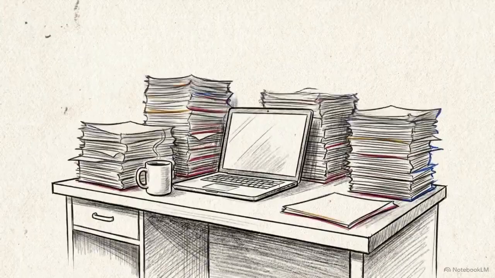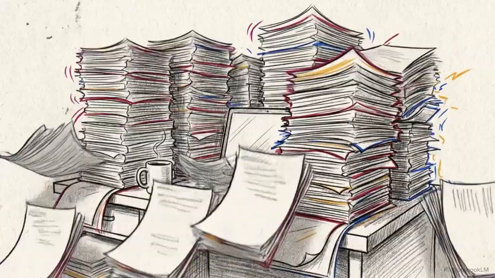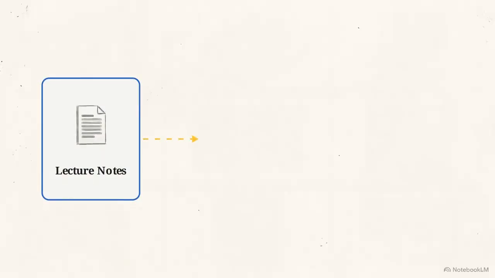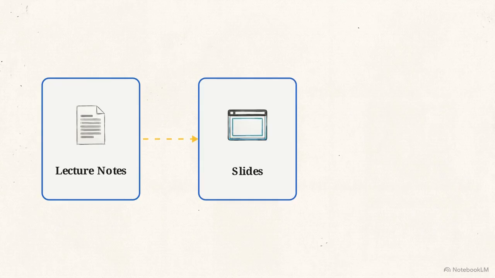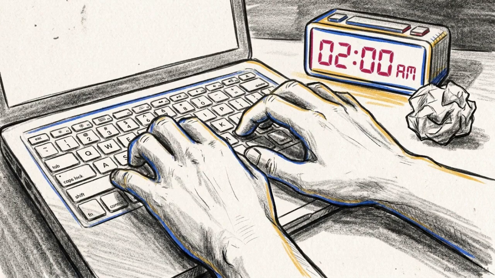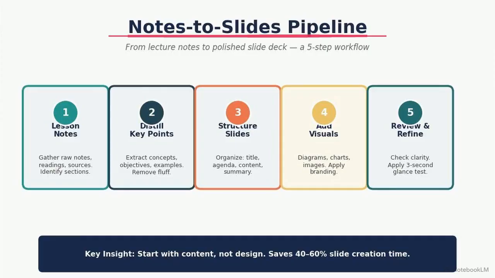When you prepare a course the traditional way, you usually end up trapped in a cycle of endless copying and pasting. You write your lecture notes, then you reformat those same notes into slides, and then you reformat them again to create student handouts. Every time you rewrite that material, you burn hours of prep time. Worse, you introduce inconsistencies. The slide says one thing, the handout says another, and your lecture script drifts away from both. To fix this, we use the Notes to Slides pipeline.